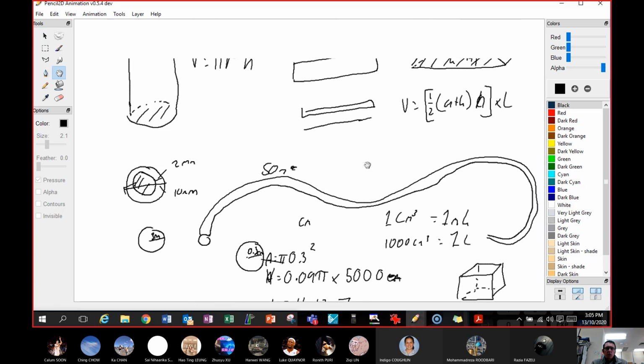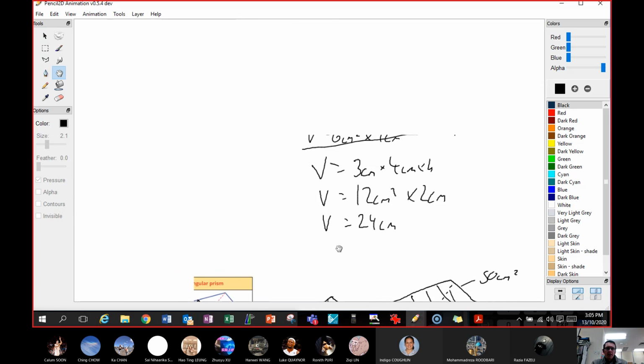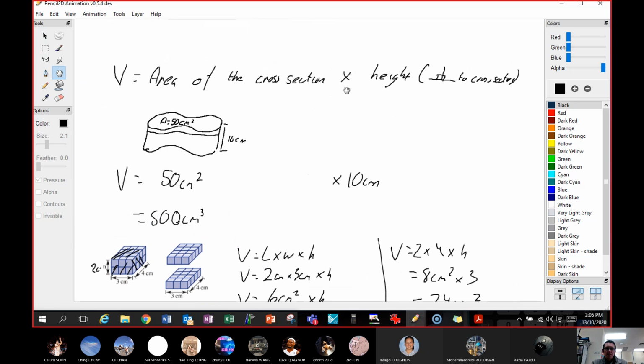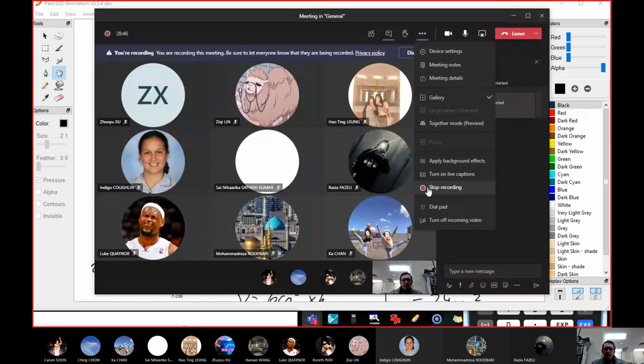And really, with volume, we're just talking about the area of a cross section multiplied by its height. Hence, the very start of the lesson: volume is the area of a cross section by the height. If you understand what this is, and that the height needs to be perpendicular, which is right angles to the cross section, you've got it. Any questions, please let me know.